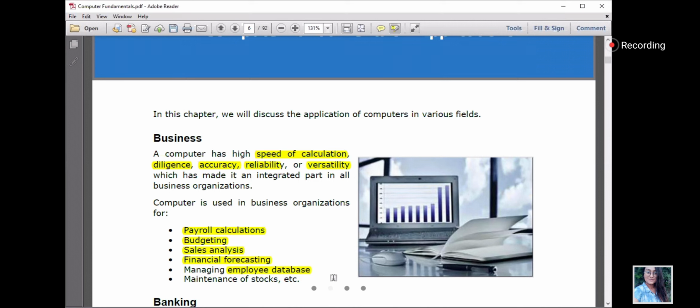Now for our university, for example, there is a web software working on the website where you can search your result. For us, the teachers, we have our own ID and password, and we can enter our results according to our subjects. Then also maintenance of stocks. We keep the records of everything in our business through the computer. It is possible to keep the records.